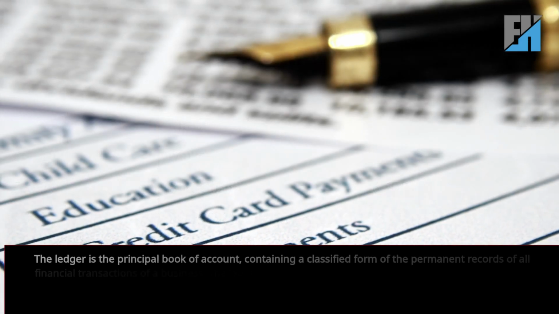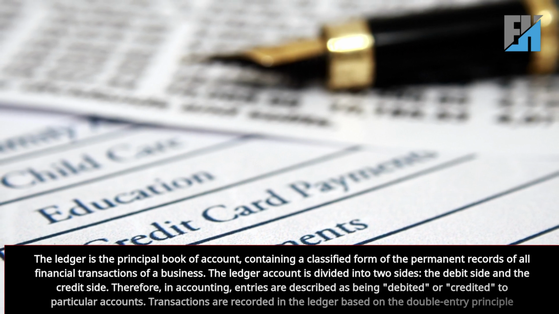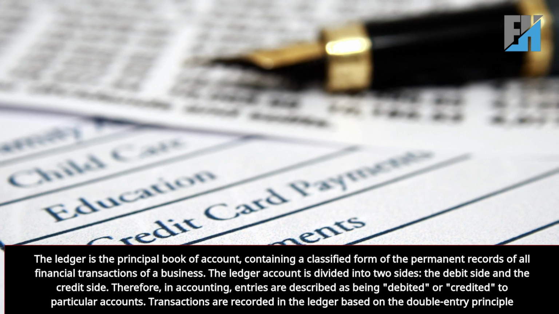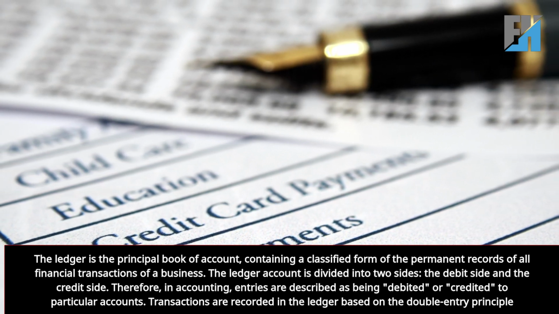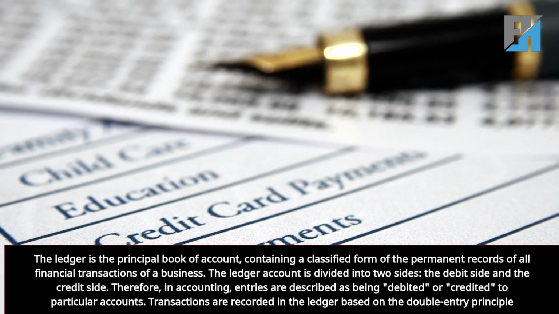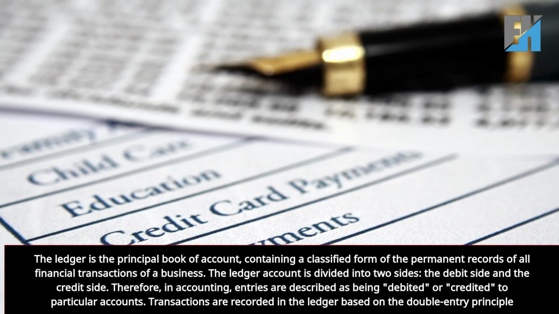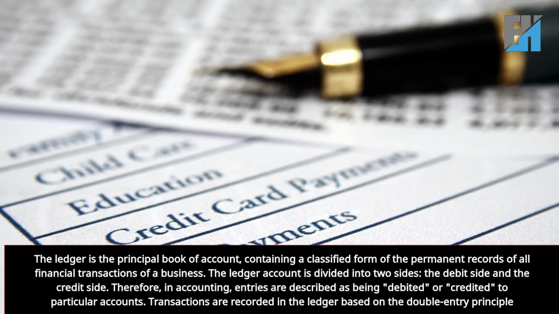The ledger is the principal book of account, containing a classified form of the permanent records of all financial transactions of a business. The ledger account is divided into two sides, the debit side and the credit side. Therefore, in accounting, entries are described as being debited or credited to particular accounts. Transactions are recorded in the ledger based on the double entry principle.